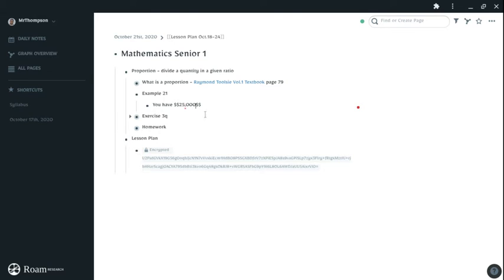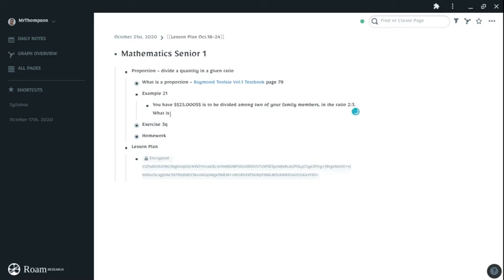$25,000. Okay, that's a lot of money. I know all of you will be happy to get that money, but it is now divided among 2 of your family members, right? In the ratio 2 to 3. What is the amount of the smaller portion?